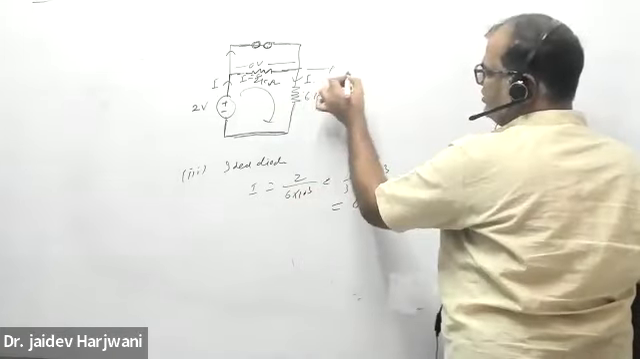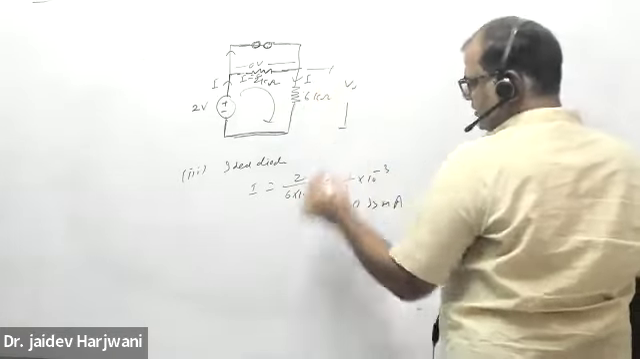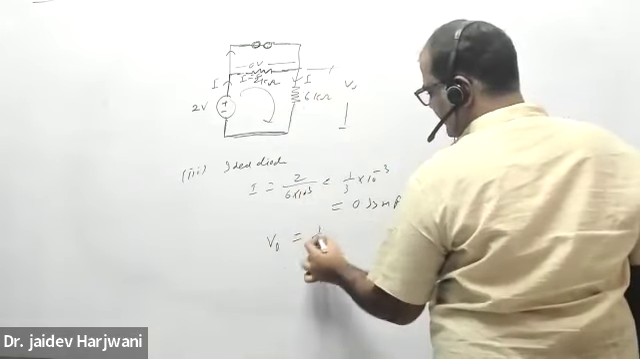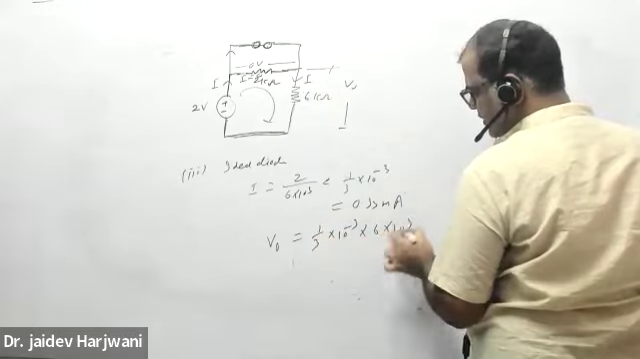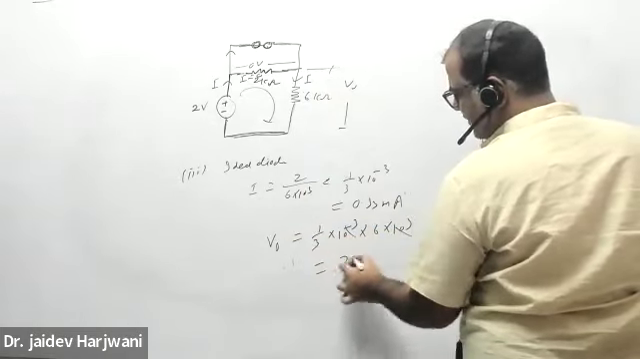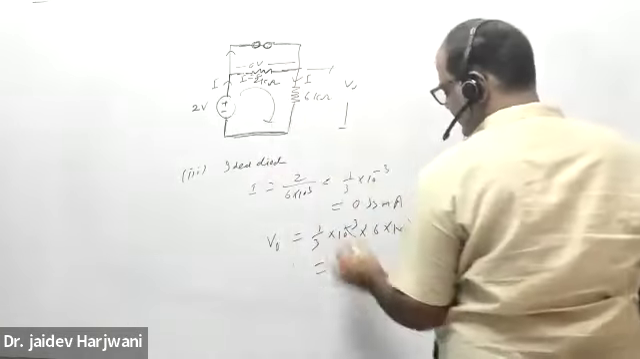And if you measure the V naught here, that V naught will be how much? 1 by 3 into 10 raised to power minus 3 into 6 kilo ohm. So this will be 2 volt completely. This 2 volt will completely come here.